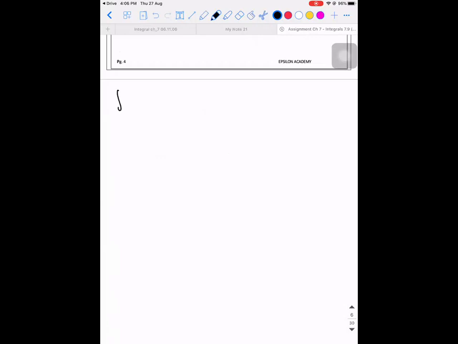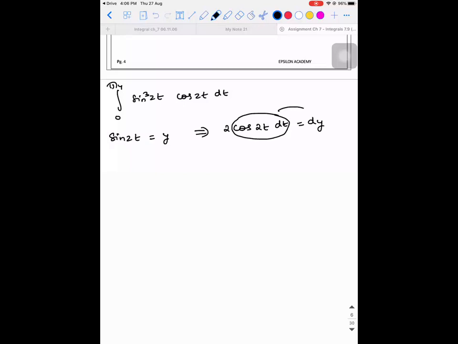Integral of 0 to pi by 4 sine cube 2t into cos 2t dt. Right. So what did we substitute as y? Sine 2t, we took it as y, which implies, observe what I'm going to do. When you differentiate it, cos 2t with a 2 into dt is equal to dy. So you got the value for cos 2t into dt in terms of dy. What is the requirement for an integration to be done? You need a function and you need a differential coefficient.